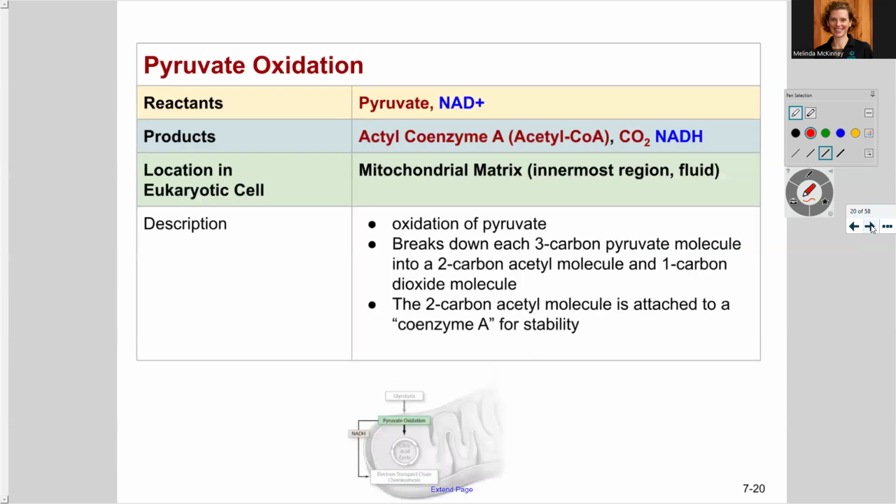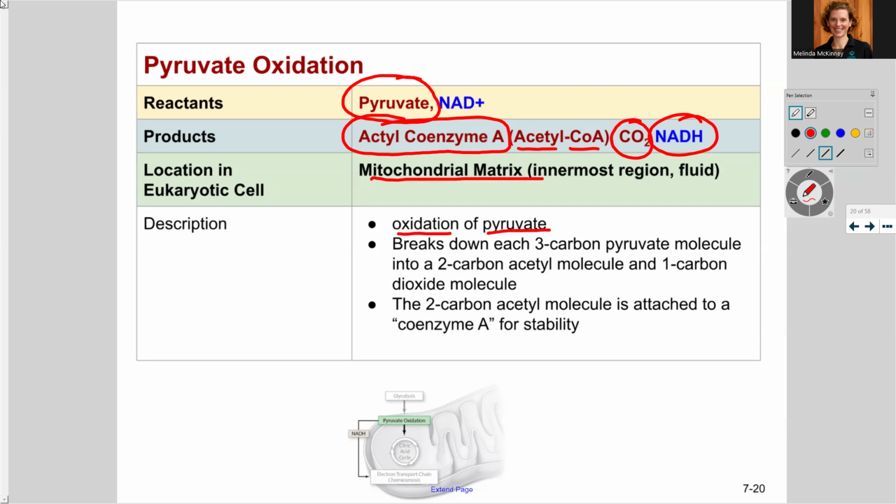Okay, so the overview slide here, we start with the reactant pyruvate. The main idea is that we're going to create a product called acetyl coenzyme A or acetyl-CoA. This is a 2-carbon molecule. We also produce as a byproduct carbon dioxide. This is the first time we're making that. And we produce an electron carrier. It occurs in the mitochondrial matrix. We're oxidizing pyruvate, taking energy out. We take a 3-carbon molecule, and we break it into one 2-carbon molecule and another 1-carbon molecule.